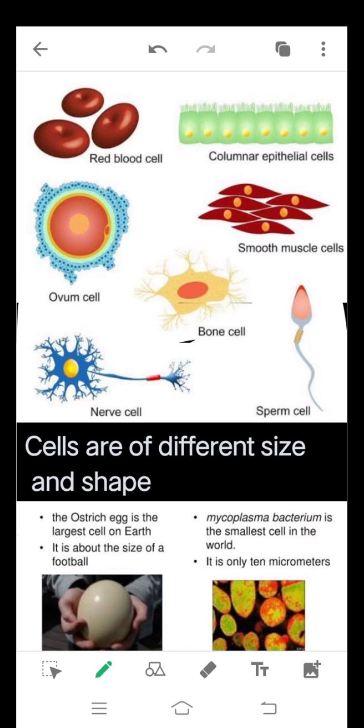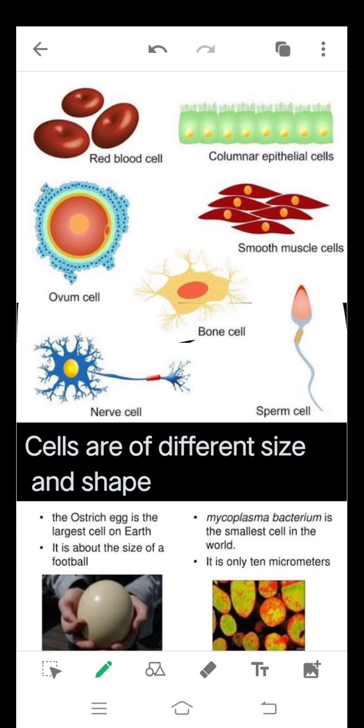Different organisms have different shapes and sizes of the cell. For example, here you can see two examples. The first one is the ostrich egg, which is the largest cell on the earth. Usually we say that a cell can be seen only under a microscope, but here the egg is a single cell, and the size is so big that it can be seen easily with unaided eyes as well. It is about the size of a football.